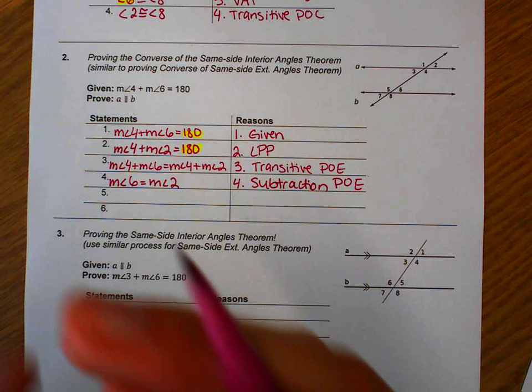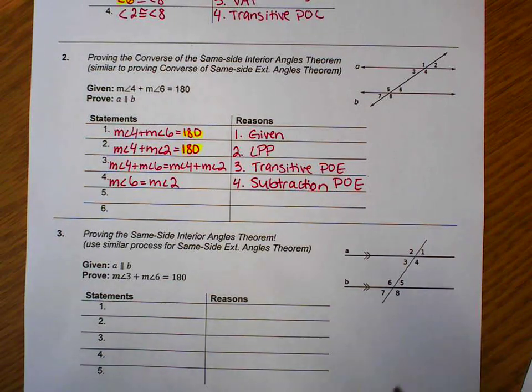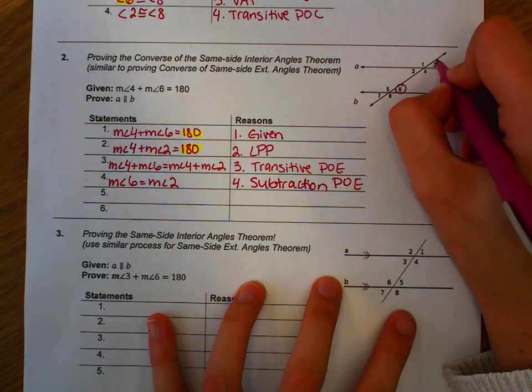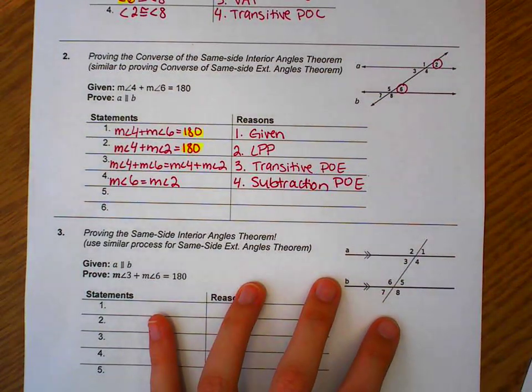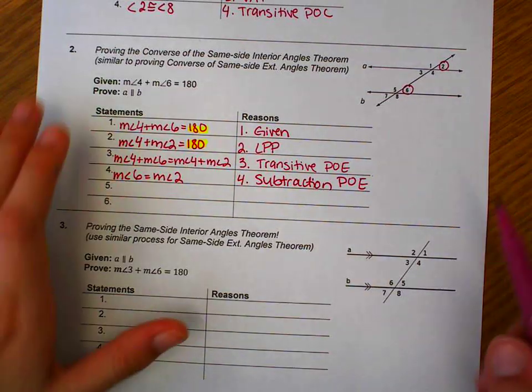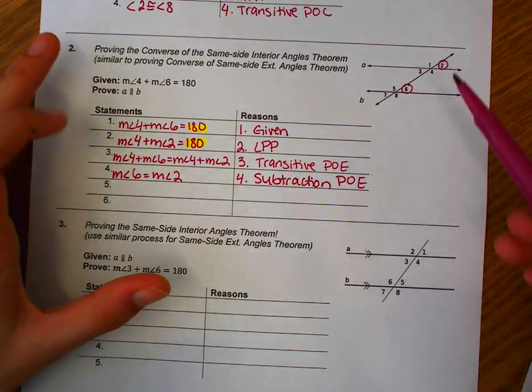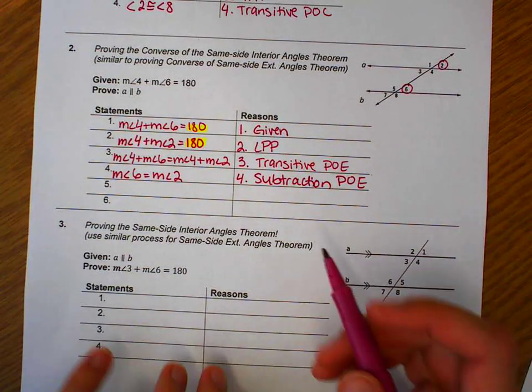I want to get to some congruence. So if I have some congruence, then I can prove that my lines are parallel. And I'm getting to the point where I'm showing that angle 6 and angle 2 might be congruent. And I have a converse postulate that tells me that if those are congruent, then my lines are parallel. That's where I want to get.